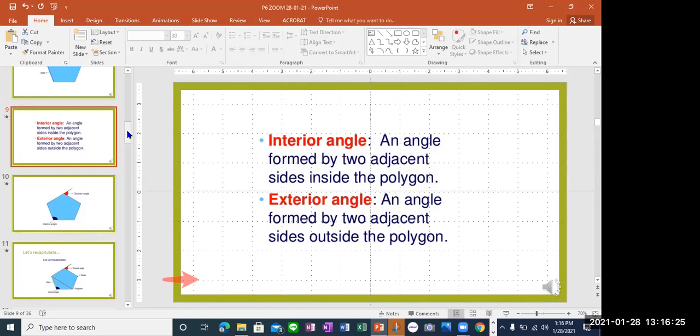So the interior angle is an angle formed by 2 adjacent sides inside the polygon. So this is the angle formed by 2 intersecting straight lines or line segments. So that is your interior angle.